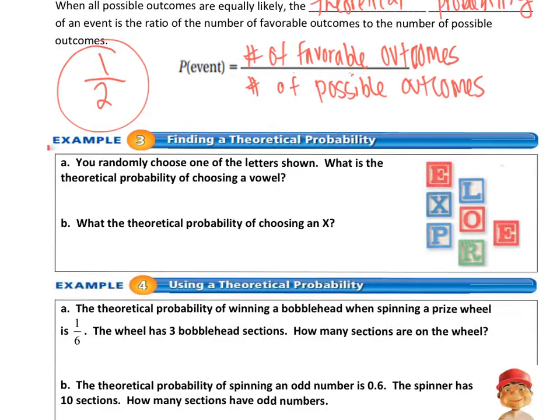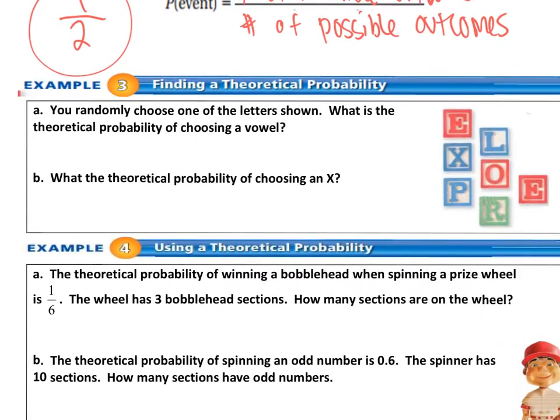Let's take a look at the examples the book gives. It says, you randomly choose one of the letters shown. What is the theoretical probability of choosing a vowel? You want to separate the two ideas of experimental and theoretical and differentiate the two. Experimental would be if we're actually picking this, saying we're doing this trial 20 times. Theoretical would be just what we would expect to happen, like in a perfect world.